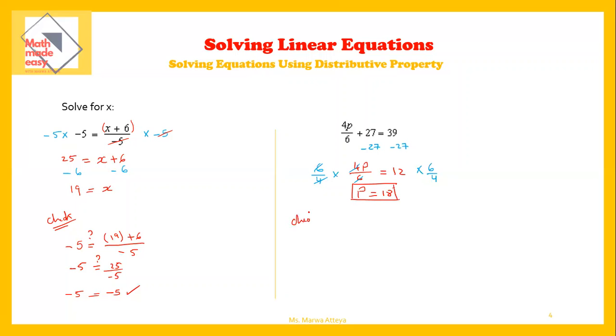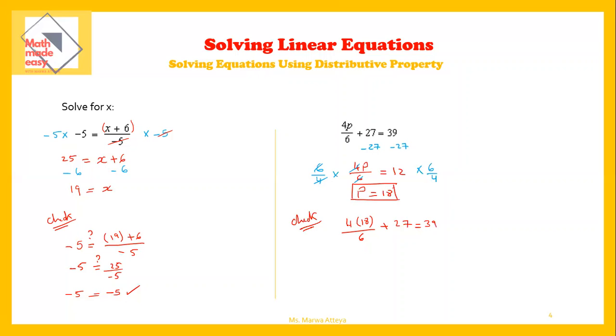Again, let's check. I'm going to get 4 multiplied by 18. I'm not sure how much is that. Divided by 6 plus 27. And I want to check if that's equal to 39. So we can either multiply 4 by 18, which is about 72, or we can just divide the 18 by 6, get 3, then it's going to be easier for us, then we know that this number is 12. Either way, you're going to get the same solution.